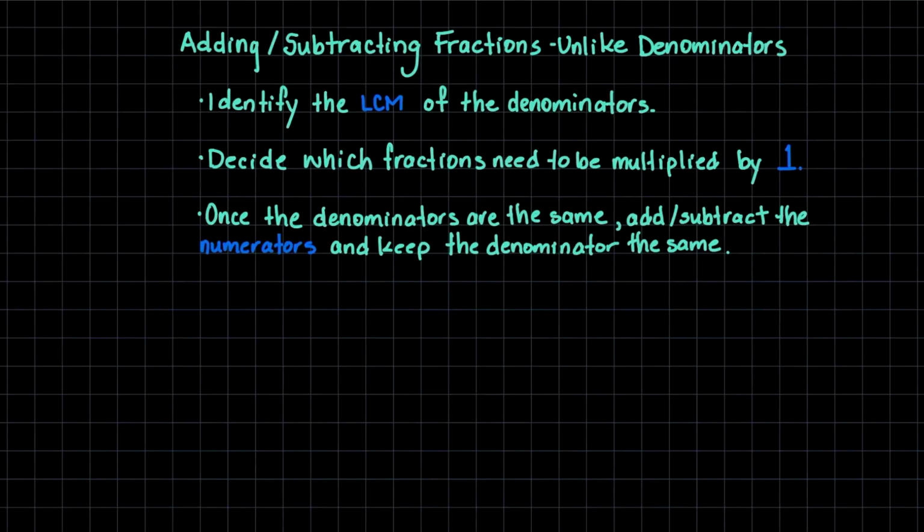Once you've determined the fractions that you're adding or subtracting do not have the same denominator, your first step is to identify the least common multiple for those denominators. Second step is decide which of the fractions need to be multiplied by "1". More about that when we do the example. Once the denominators are the same, add or subtract the numerators and keep the denominator the same.